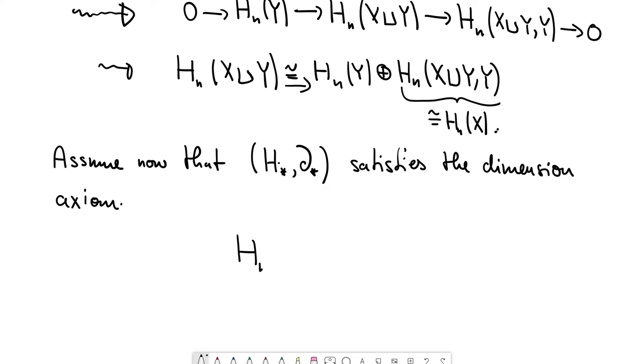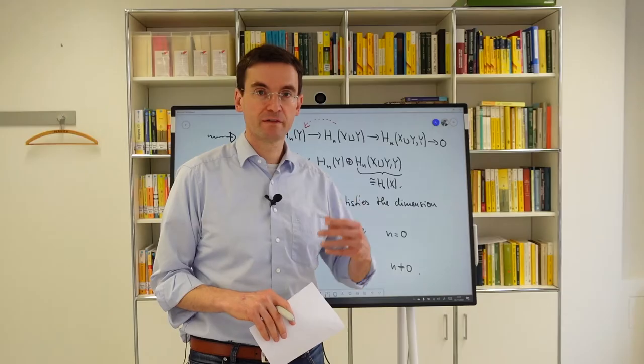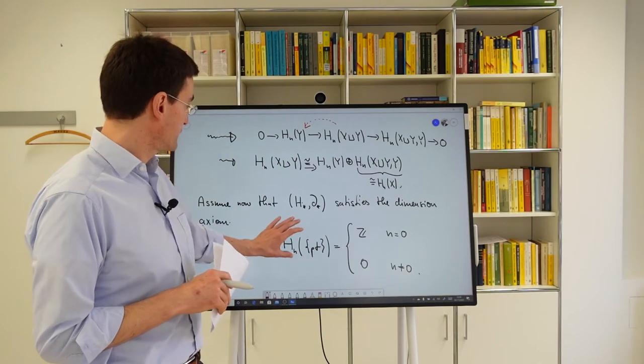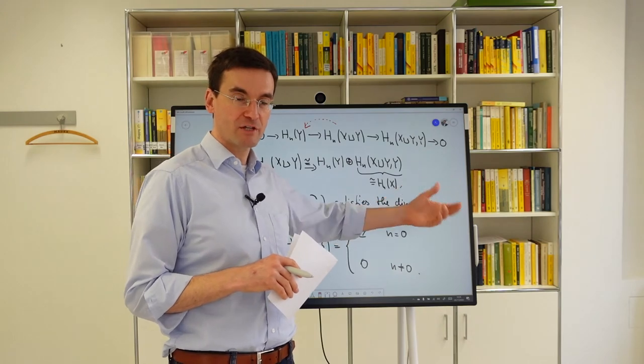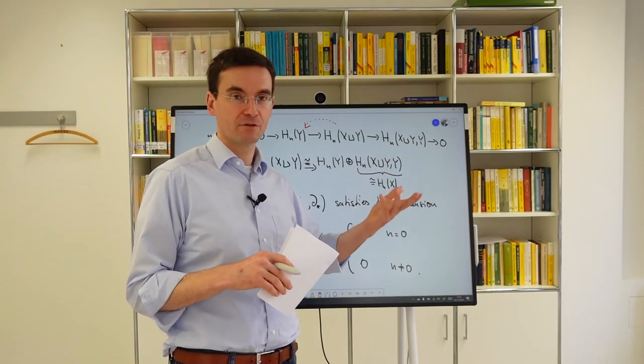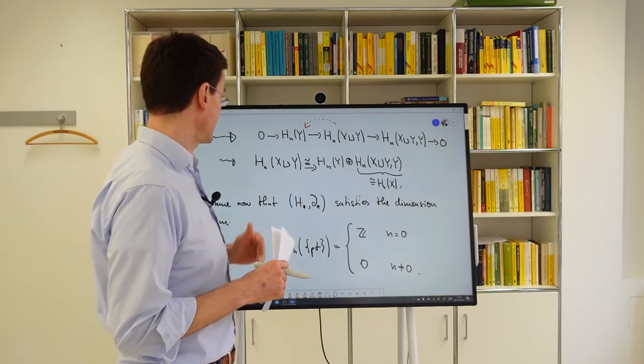And let's say that we have the following. So if we compute homology of a point, then we get this. And we take this because the singular homology groups that Holger introduced will be shown to satisfy this dimension axiom. So all the computations we do now, just from the axioms, will be a computation for singular homology groups in the end, after we've shown that they actually do satisfy these axioms.